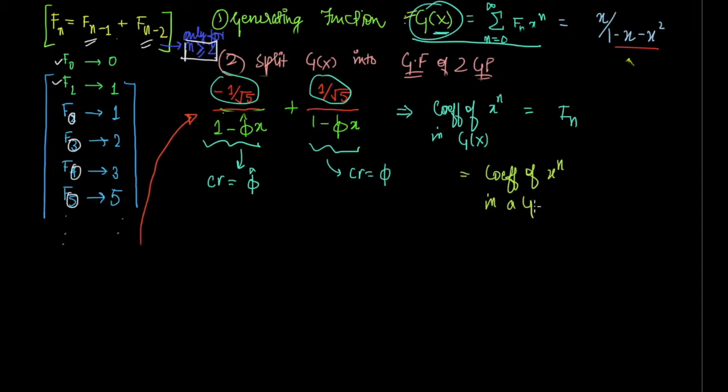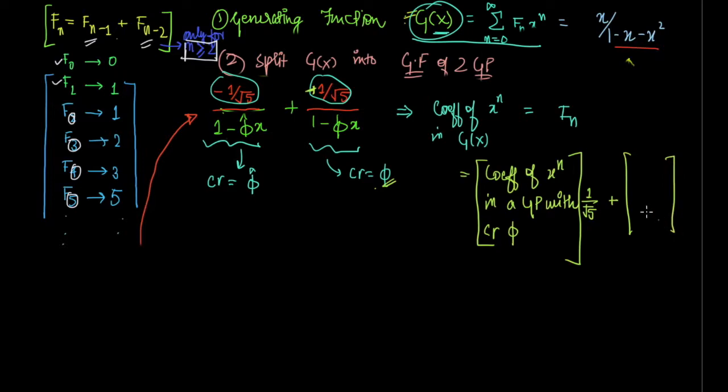What that means is that it would be equal to the coefficient of x to the n in a GP with common ratio phi, and we have to multiply that, wait, not a plus yet, we have to multiply this with what was the constant term for the GP with the common ratio phi. Well, that was plus 1 by root 5, and then we have to add that to the same thing as what we have there, the coefficient of x to the n in the GP with the CR phi cap, but we have to multiply this by negative 1 by root 5 because that was the value of a.